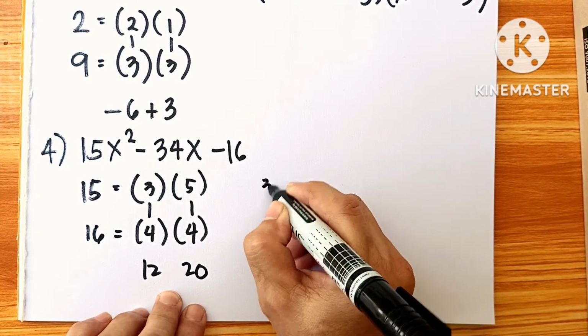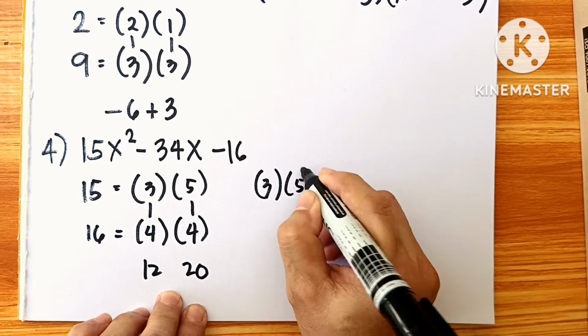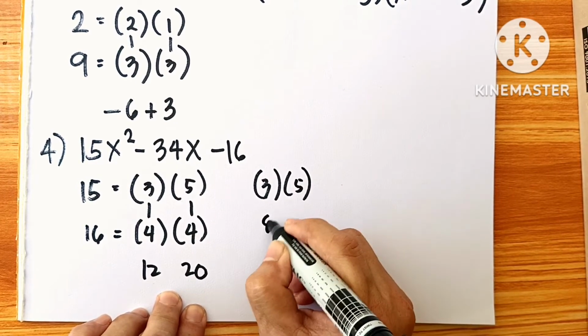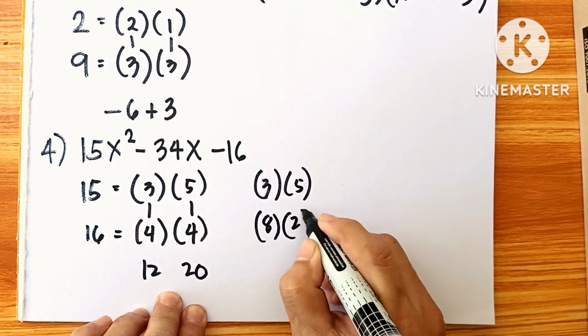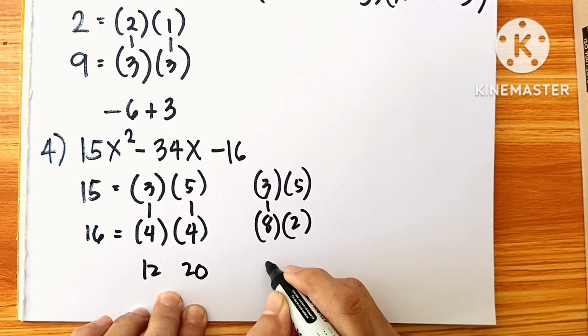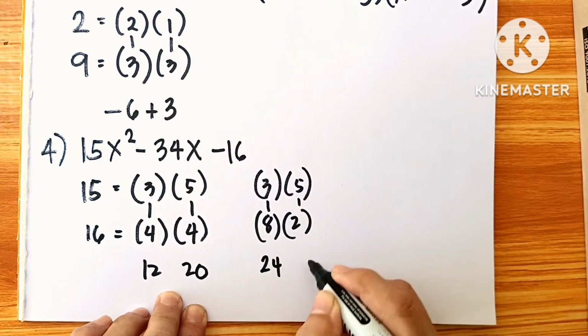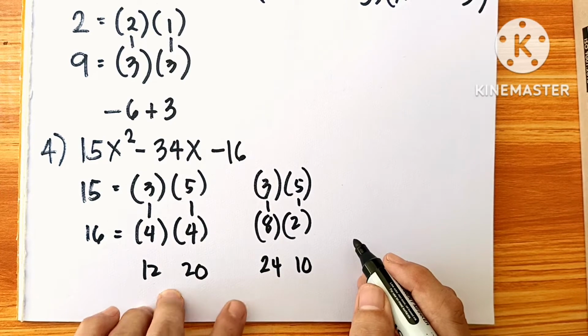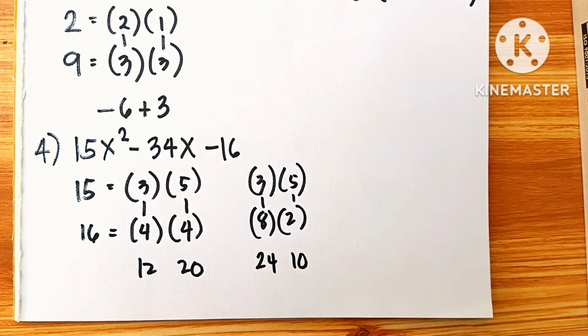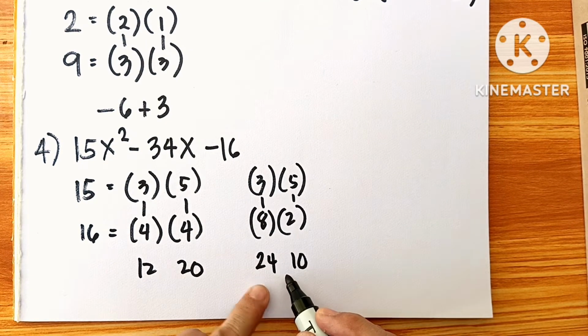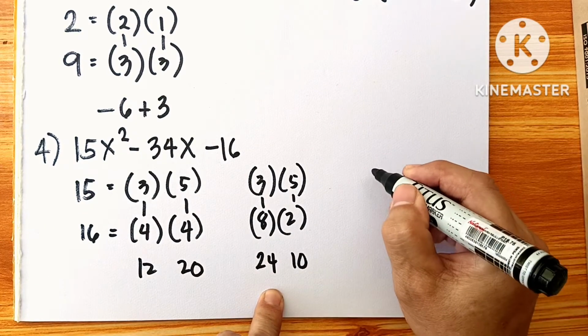Now, let's take for example 3 and 5 for 15. And 8 and 2 this time for 16, okay? If I multiply 8 and 3, that's 24. 5 and 2, that's 10, okay? Now, if I subtract these 2, so the difference is 14 and not negative 34. So again, I got the wrong combination, no?